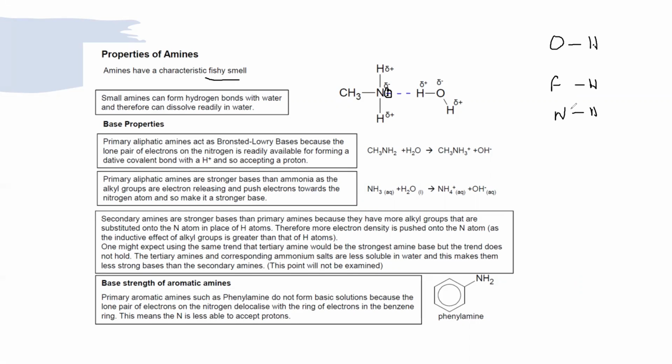Because nitrogen is more electronegative than hydrogen, it appears that the shared pair of electrons is almost transferred towards the nitrogen. So it will create a partial negative on nitrogen and partial positive on hydrogen. And this partial positive hydrogen is attracted towards the lone pair of nitrogen. So we call this a hydrogen bond.